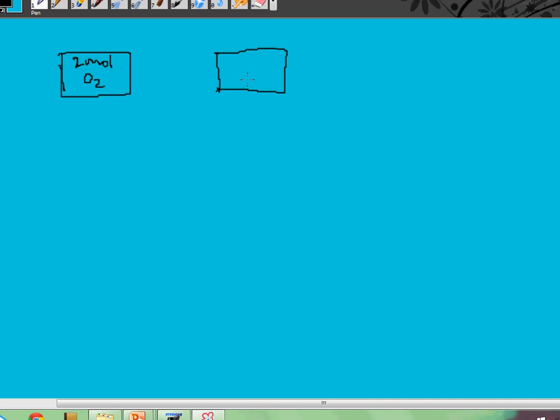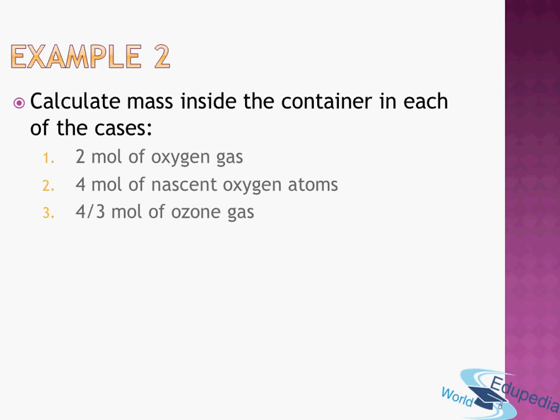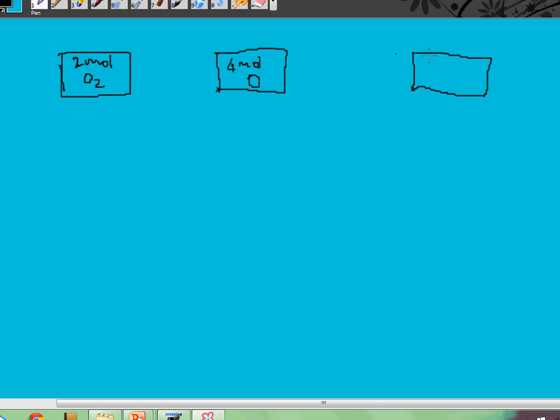Nascent oxygen atom means you just have oxygen atoms. You have to remember this term. It is not in the form of molecules, it is not in the form of O2. So you have 4 moles of O. And in the last container, you have 4/3 mole of ozone gas. We already know what ozone is: 4/3 mole of O3.